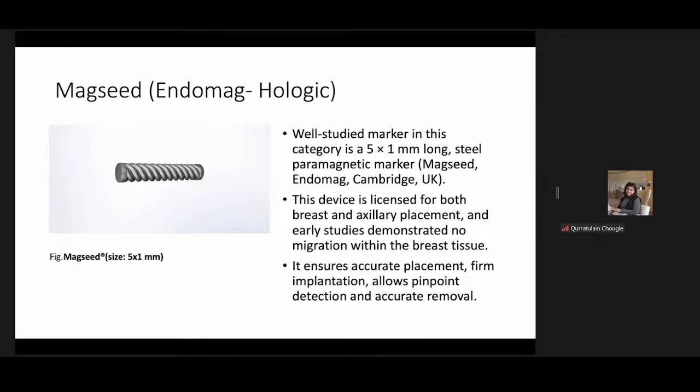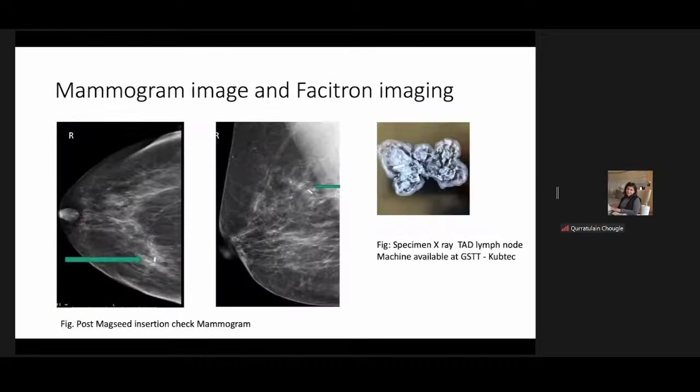We regularly use it for targeted axillary dissection in patients with node-positive post-neoadjuvant chemotherapy. It ensures accurate placement, firm implantation, allows pinpoint detection, and accurate removal. These are just two mammographic images, just to show how the MAXID appears on a mammogram. These are the post-check after the seed MAXID has been inserted. And the small picture on the side shows us the TAD node.